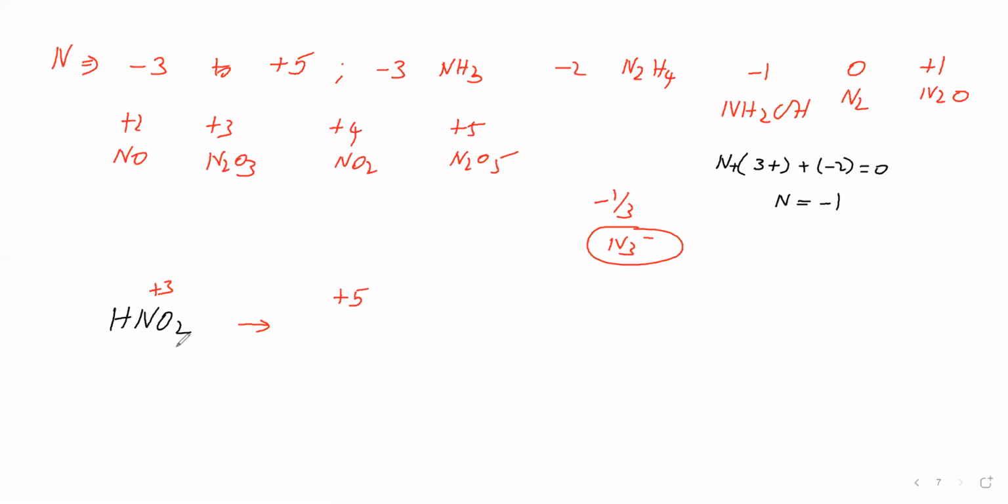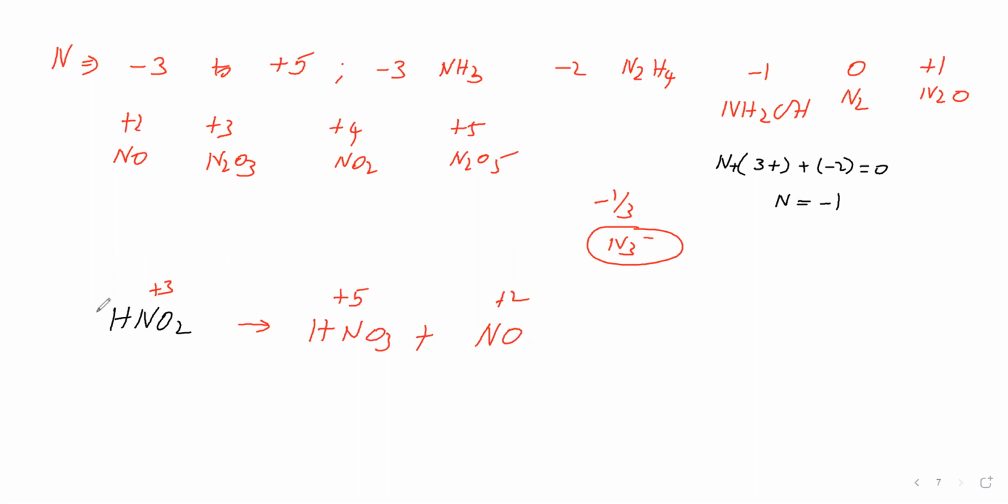Why? Because nitrous acid undergoes disproportionation easily. That means this +3 is undergoing oxidation and becomes +5. Then this +3 undergoing reduction becomes +2. So one nitrogen is undergoing oxidation to +5 and another nitrogen is undergoing reduction to +2. That means this nitrogen itself undergoes oxidation as well as reduction. Therefore, nitrous acid can undergo disproportionation. Therefore, nitrous acid is unstable. Therefore, whenever we need nitrous acid, we have to prepare it in situ.